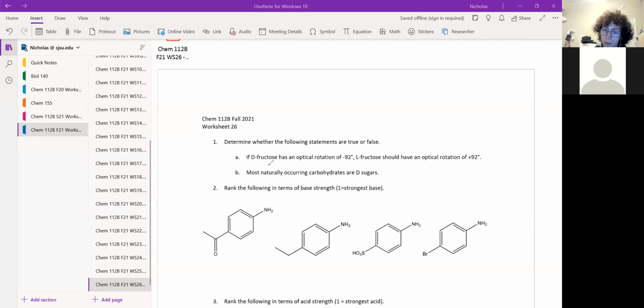So first question is a true false one. I will use the poll for this. The first one is: if D-fructose has an optical rotation of negative 92 degrees, L-fructose should have an optical rotation of positive 92 degrees. And you don't have to know the structure of these, but just based off of these names and a term in it, you should be able to figure this out.